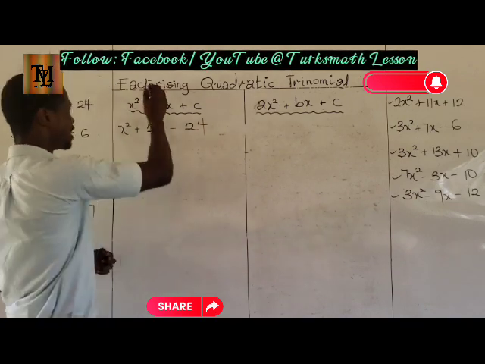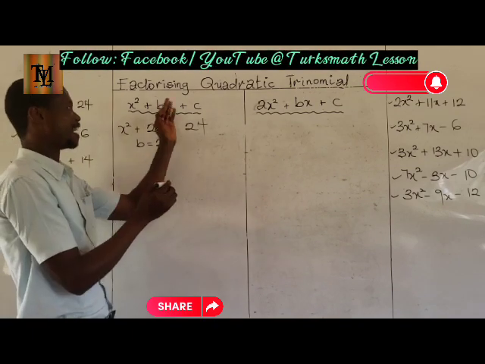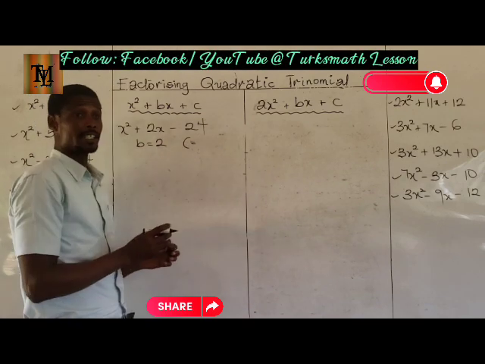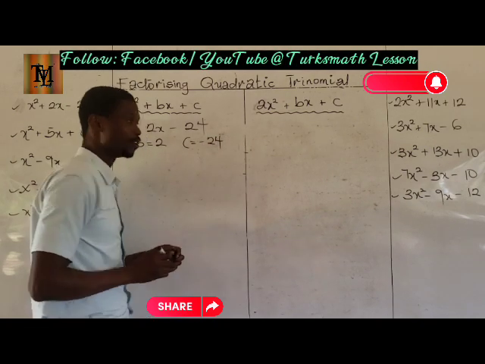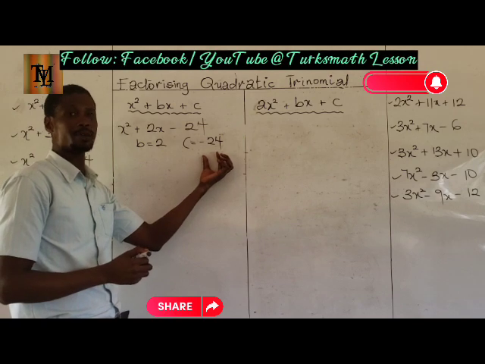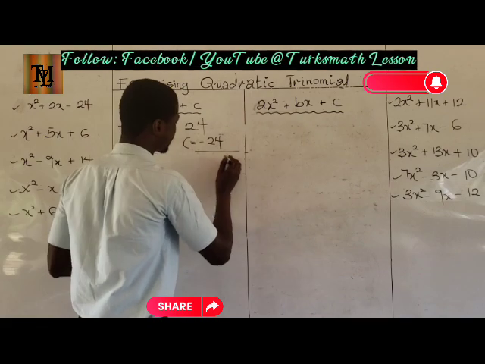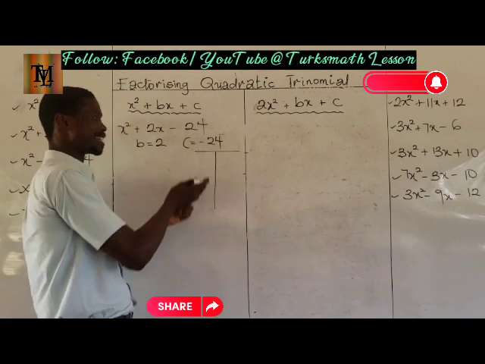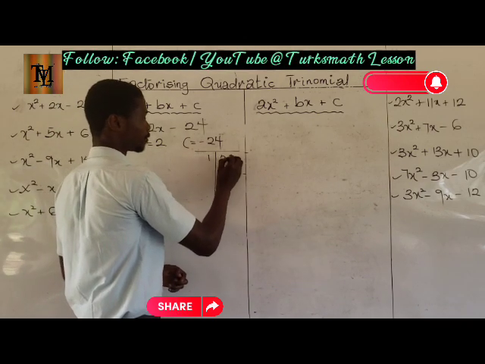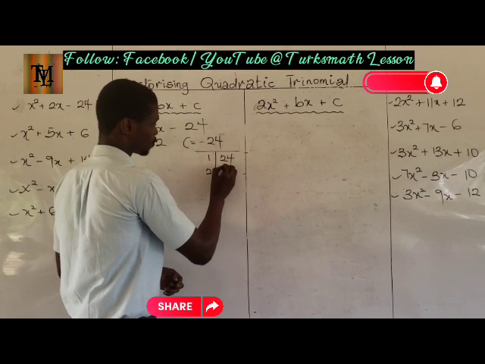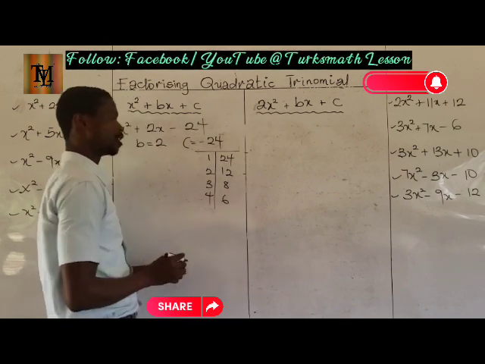Before then, what is the value of b? 2. Very good. And what's the value of c? Negative 24. Very good. So we are going to find 2 numbers from here, which when we add or subtract them, we have 2. Let's find factors of 24. The factors of 24: 1 and 24, 2 and 12, 3 and 8, 4 and 6. Very good.